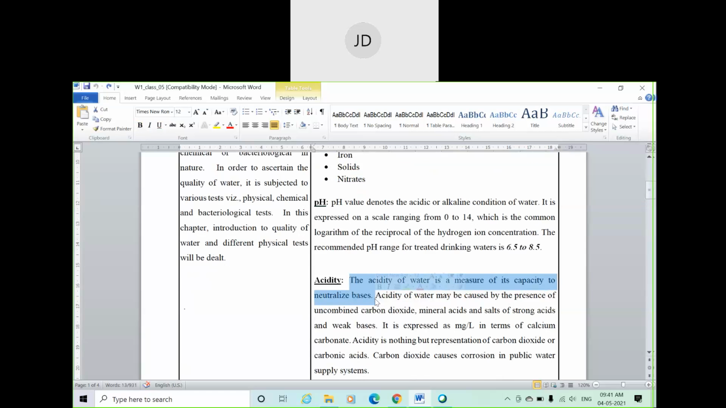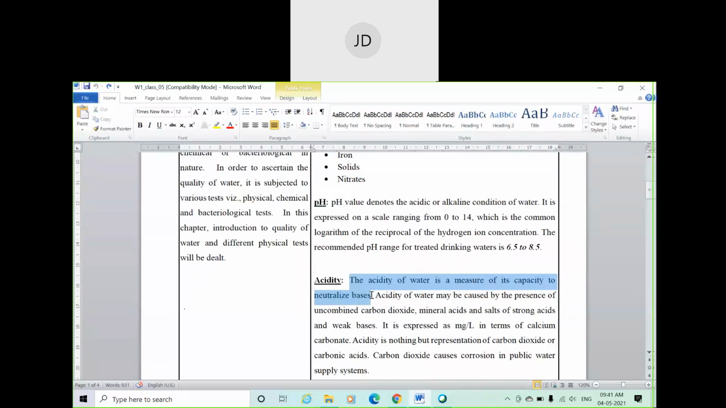That means it has the capability to neutralize base. Okay, since acidity means what? It contains H plus, and base contains OH minus. That means cation and anion can neutralize each other. That's why it's given here: the acidity of water is a measure of its capacity of neutralizing base.